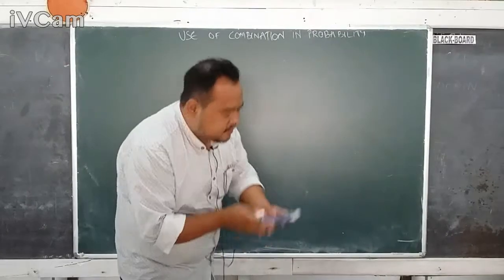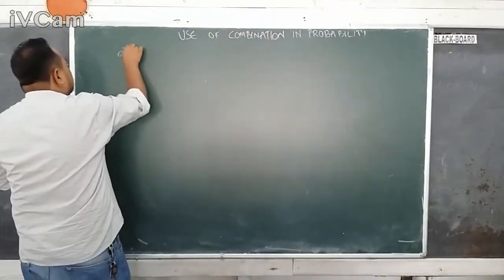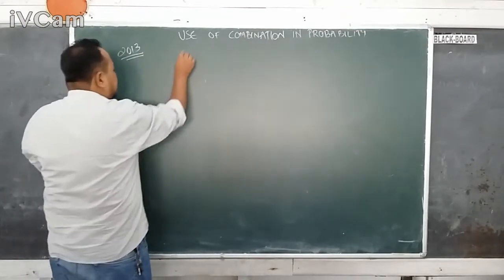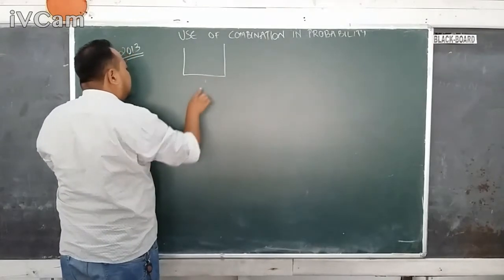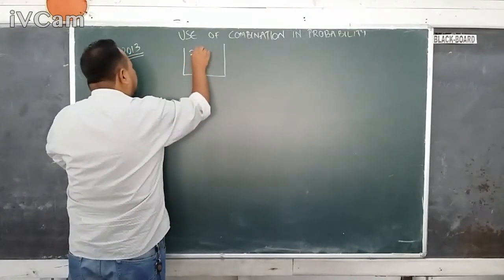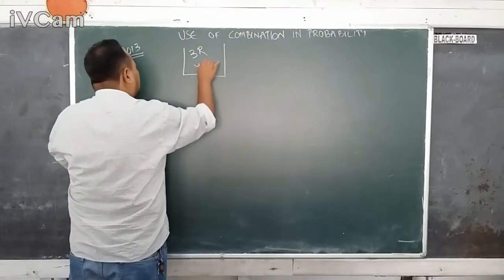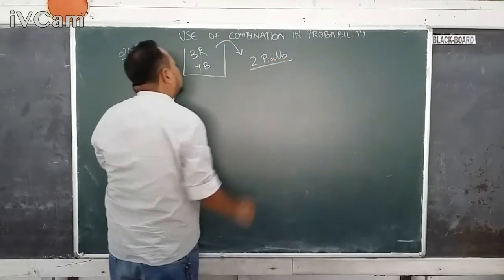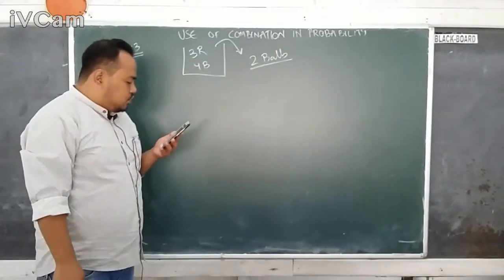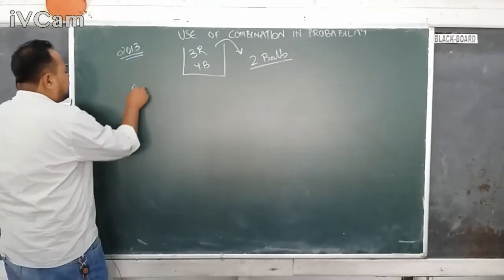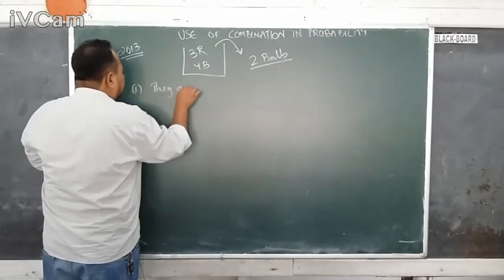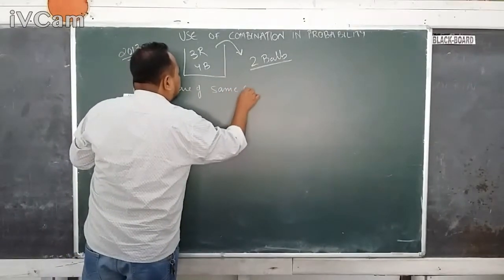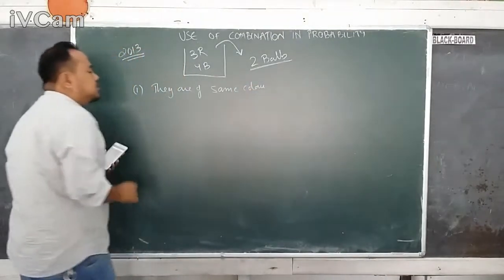So this is ICC 2013. The question says, if 2 balls are drawn from a bag, listen to the question properly, containing 3 red and 4 blue balls. From here you are taking out 2 balls. Is that clear? So find the probability that, number 1, they are of the same color. This is the first thing they have asked us to find.